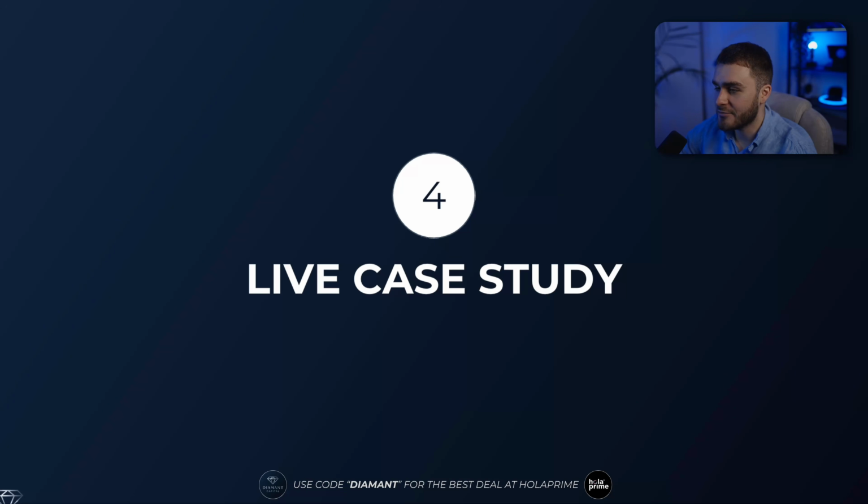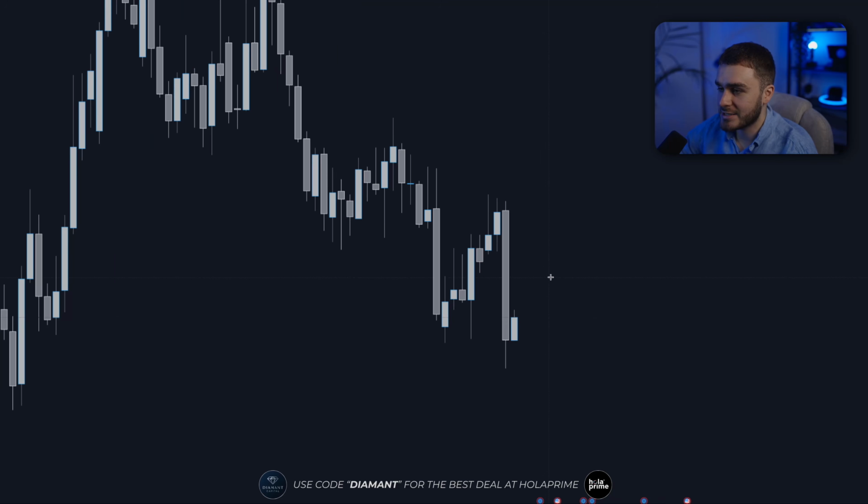So now time for the live case study. As you can see in this example over here, the first thing we're going to be observing is the daily structure and the two previous daily candles. Remember, if you take it back to the start of the video, the daily candle structure is one of the most important things. As we can see, the previous one over here completely engulfed all of this recent price action. So what I would be expecting at this point is for price to actually have a little pullback and continue all the way towards the downside.